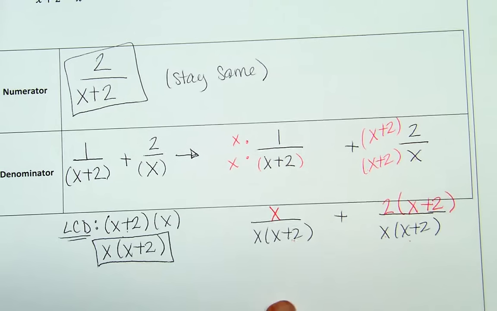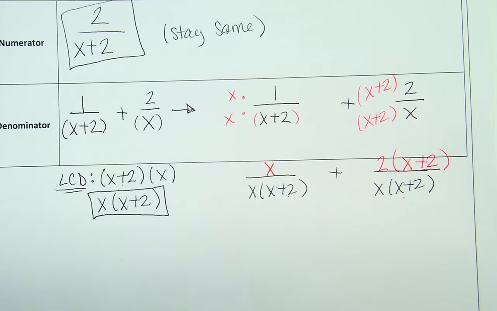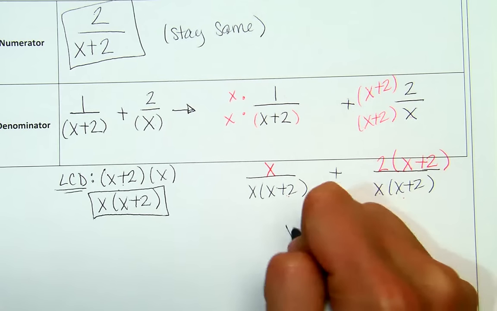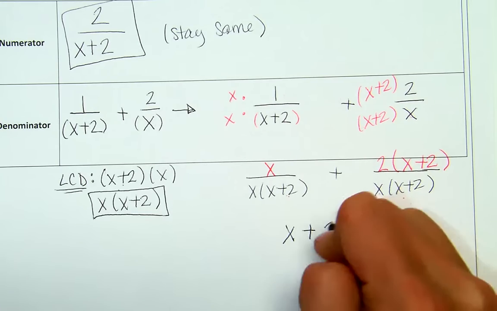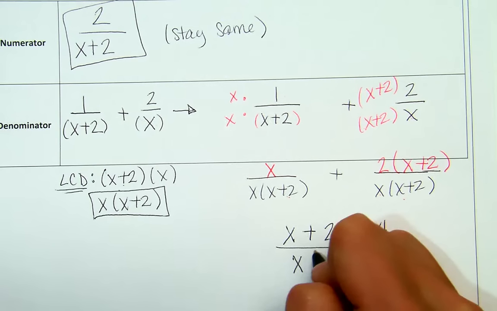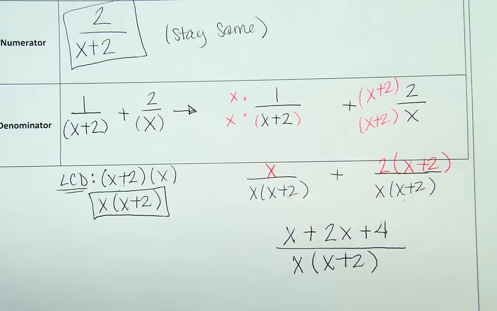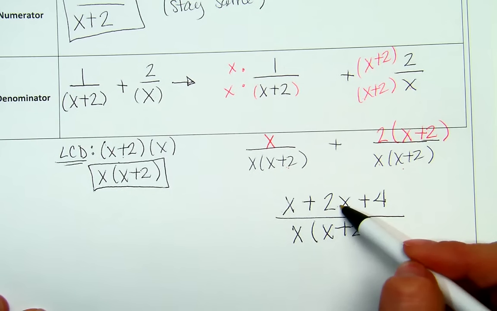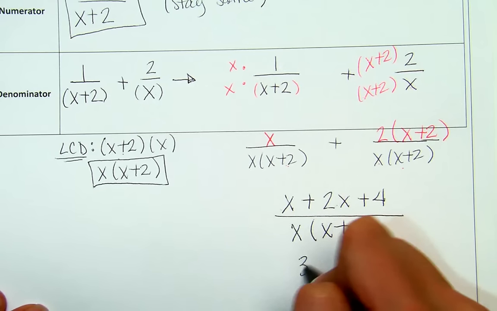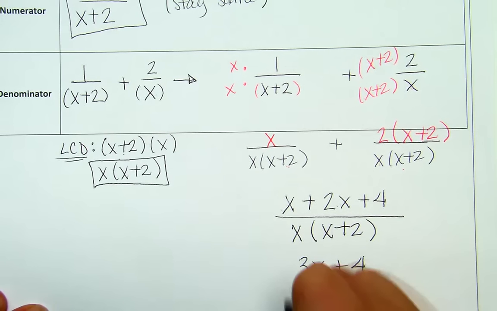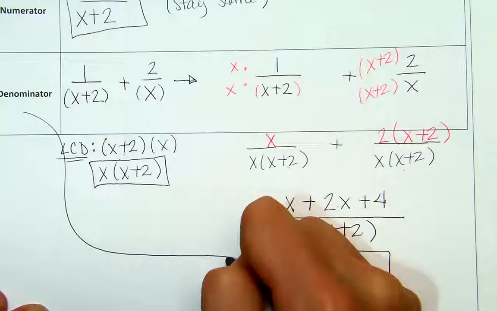The next thing I'm going to do is distribute that 2 and then combine terms. My new numerator, because I'm adding, is going to be x plus 2 times x, which is 2x, and 2 times positive 2 is a positive 4, all over x times x plus 2, when I add it all together. If I combine my like terms, 1x plus 2x gives me 3x plus 4 all over x times x plus 2. And that becomes my new denominator.